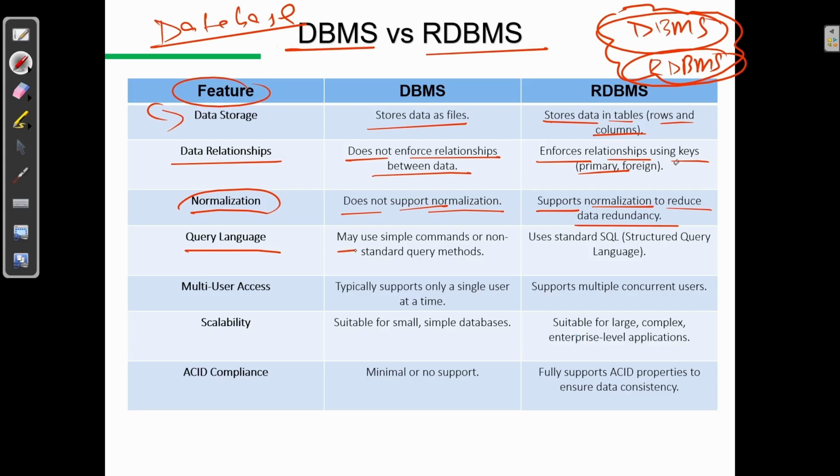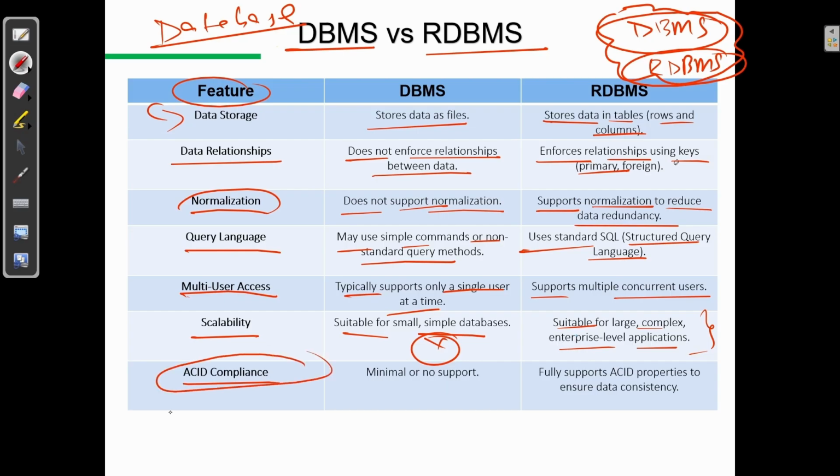Query language: DBMS may use simple commands or non-standard query methods, but RDBMS uses SQL, structured query language, to query the data. Multi-user access: DBMS typically supports only a single user at a time because mostly it is installed on a single computer or machine, whereas RDBMS supports multiple concurrent users because it can also be hosted in the cloud. Scalability: DBMS is suitable for small and simple databases. Basically, people don't use it nowadays, but for a difference, we might consider this as a point. And RDBMS is suitable for large, complex enterprise-level applications.